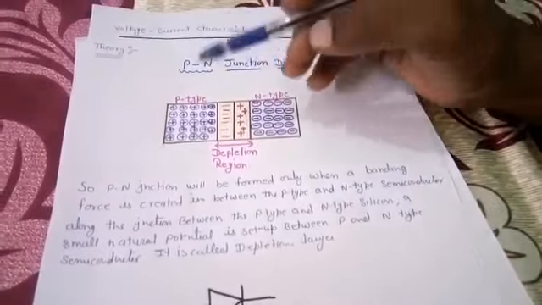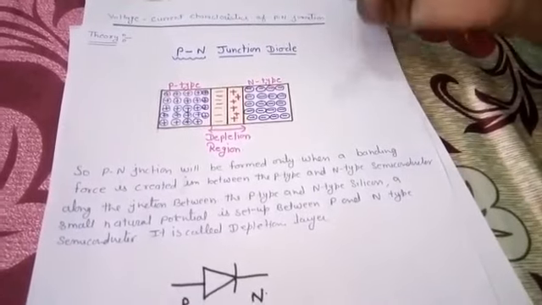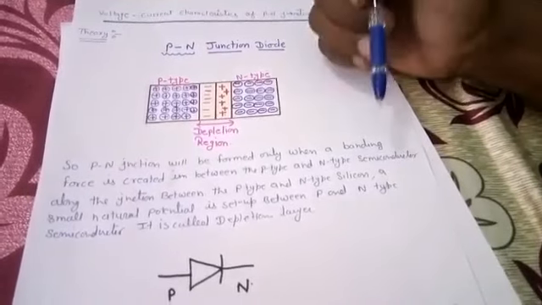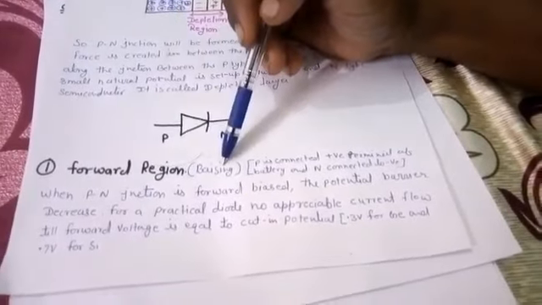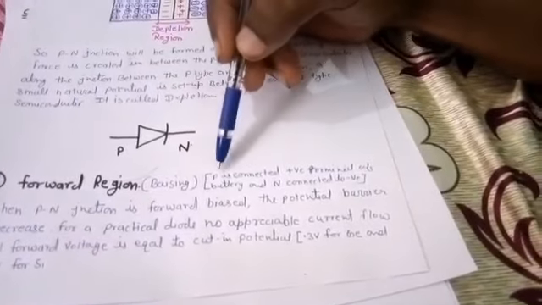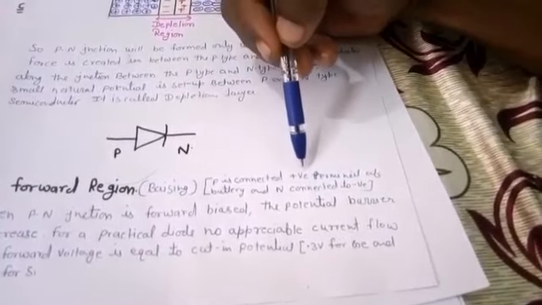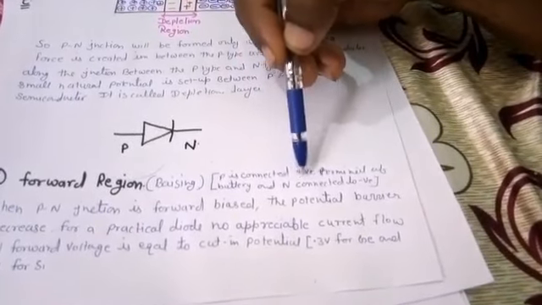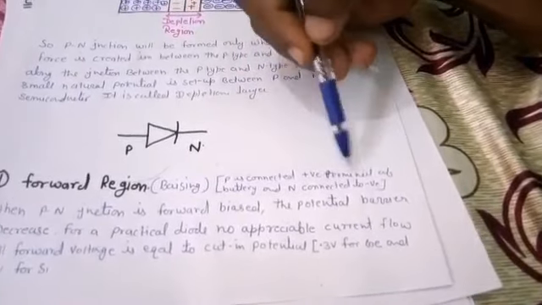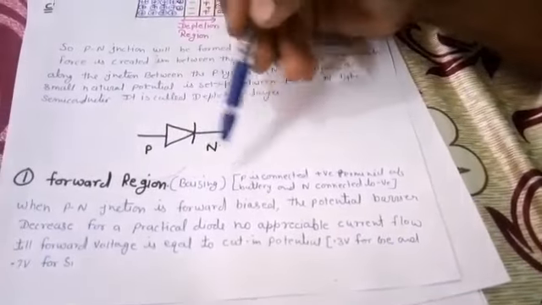Before we start the experiment, we should know how the PN junction works when we apply an external source. So we will discuss two regions. The first one is the forward region, which means forward biasing. What is forward biasing? When the p-type semiconductor is connected with the positive terminal of the battery and the n-type is connected to the negative terminal, this connection is called forward bias.